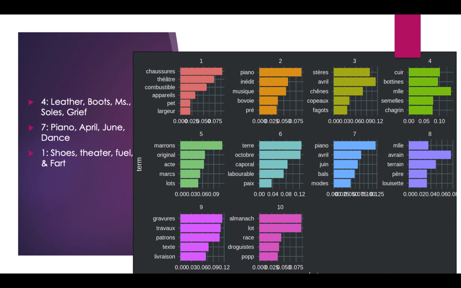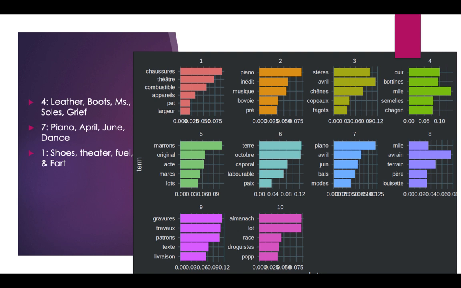Some of them worked really well, like the fourth model. It grouped leather, boots, miss, soles, and grief, so probably a lot of ads for women's shoes on that page. Another grouping was music with piano, April, June, dances, so probably a lot of ads for dances and events.